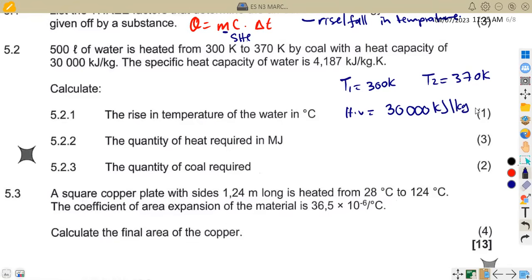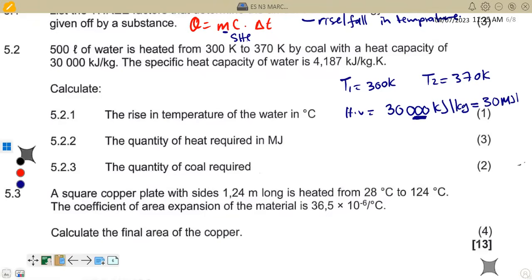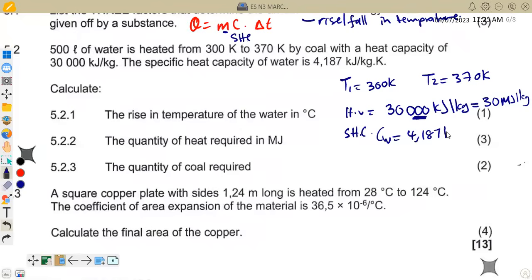All right, remember this is mostly given in megajoules, whereby megajoules is times 10 to the power of 6. So if we take these 3 zeros, it is going to be 30 megajoules per kg in this case. Then we are given the specific heat capacity of water. I'm just going to write it as C water, 4,187 kilojoules per kg Kelvin.